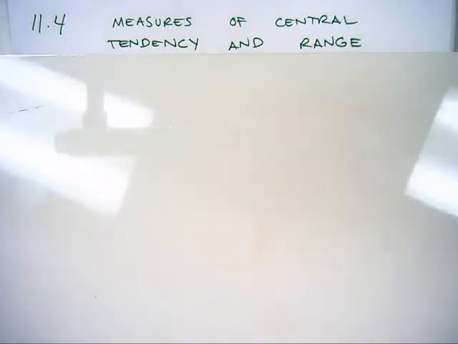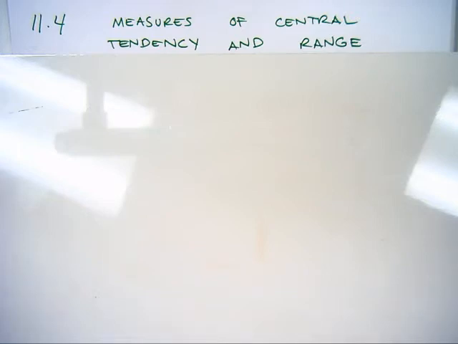Seventh honors class, here's 11.4 from your book. These are called measures of central tendency and the range. A measure of central tendency just kind of gives you some information about where the center of the data is or where the most data is. And the range tells us how far it is apart.